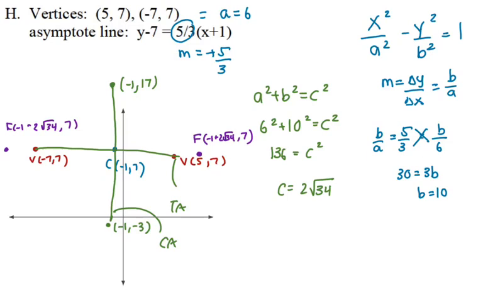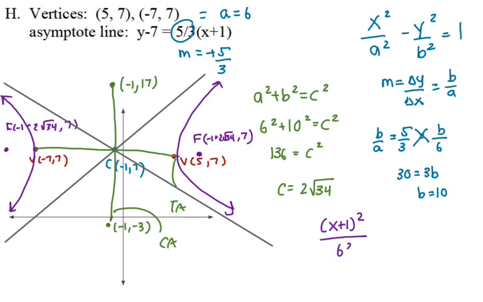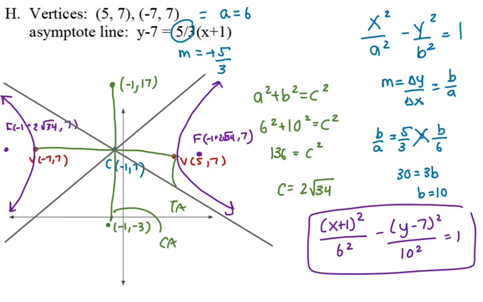Okay, sketch the asymptotes. And then we just sketch the curve. Through the vertices, we follow the asymptotes. Focal points go on the inside. Now we write the equation. So the center is -1, 7. The x term is what's positive. This is x plus 1 squared over a squared, which was 6 squared, minus y minus 7 squared over 10 squared. The equation looks like that.